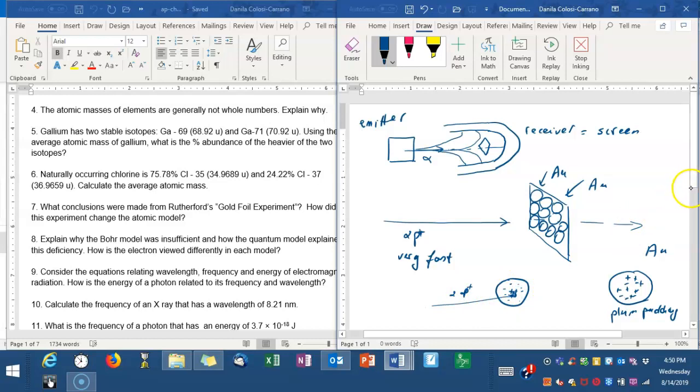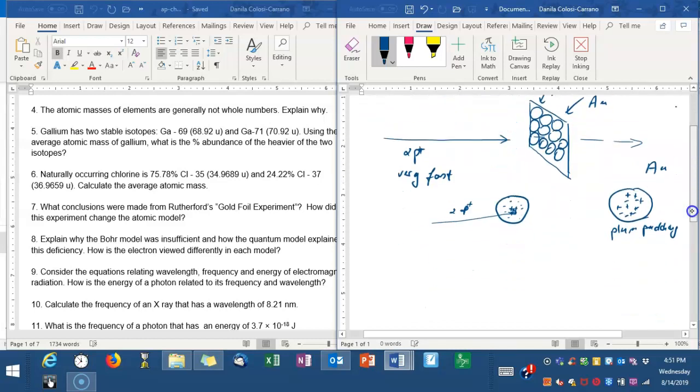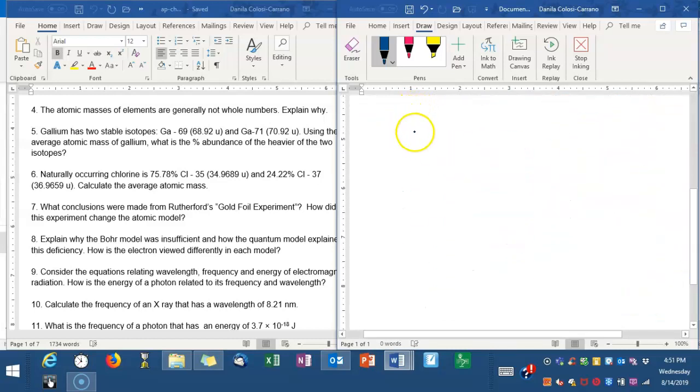Number 8, explain why the Bohr model was insufficient and how the quantum model explained the deficiency, and how is the electron viewed differently in each model. So, Bohr is stating that he agrees, obviously, because the experiments support this, that there's a nucleus there. But then he believes that there are orbits of fixed energies in which those electrons will stay, right? So here you can have electrons, here you can have electrons, right?